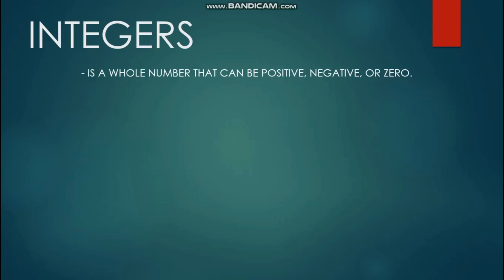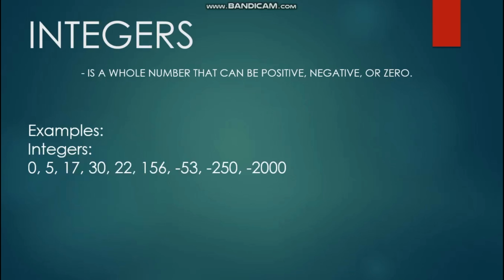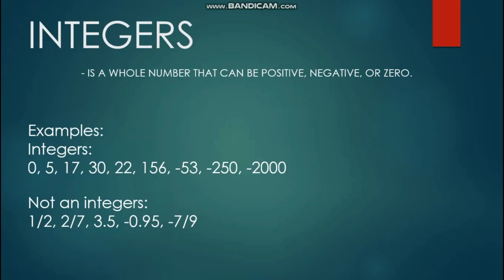Kaya simulan na natin. So, ang first topic natin is integers. Integers is a whole number that can be positive, negative, or zero. So, ibig sabihin, hindi kasama dito ang fraction or decimal numbers. Example ng integers ay 0, 5, 17, 30, 22, 156, negative 53, negative 250, negative 2,000, and etc. Ang example naman ng not an integers ay 1 half, 2 over 7, 3.5, negative 0.95, negative 7 over 9, at iba pang mga fractions or decimals.